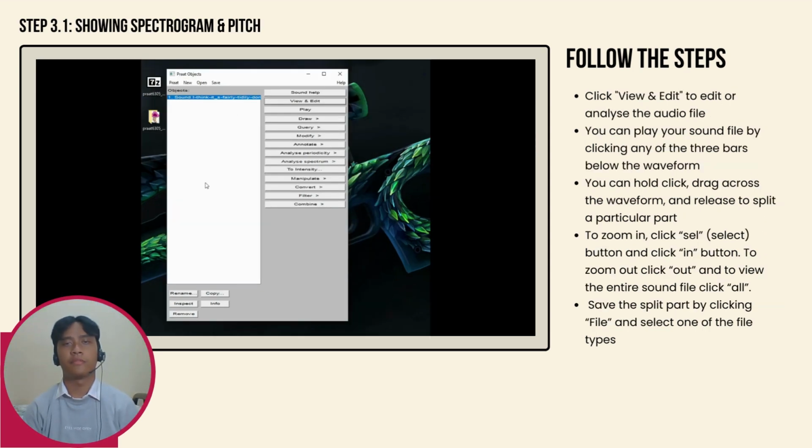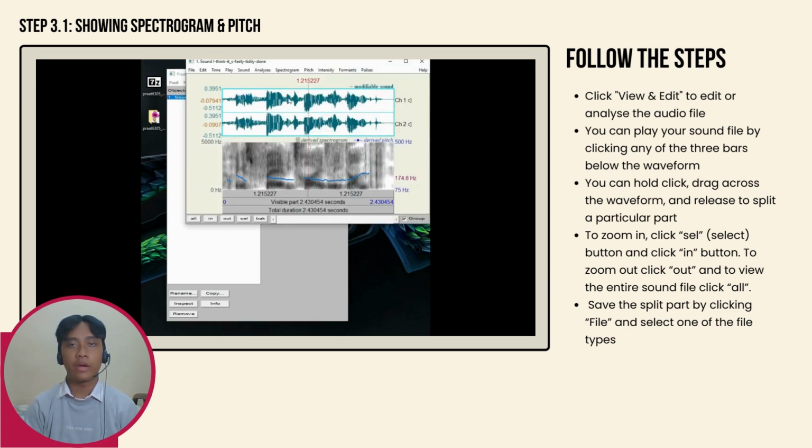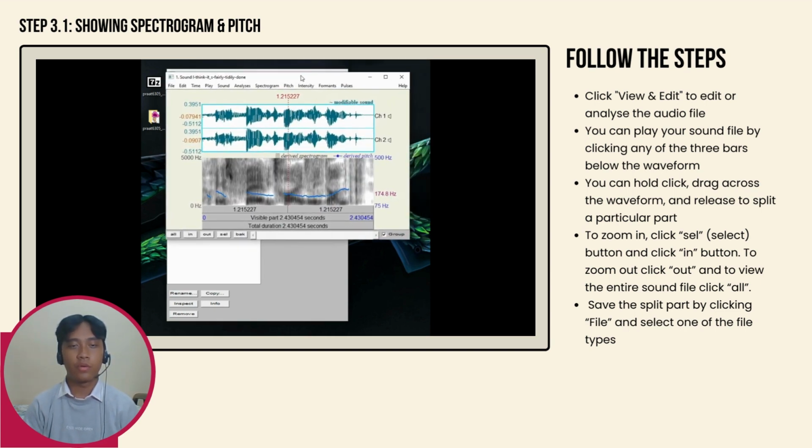Hi, my name is AIMAN HAFIFI, and today I will be helping you on how to view the spectrogram. Firstly, select the sound file to analyze and click View and Edit. The View and Edit window will pop up showing the waveform view of your sound file.